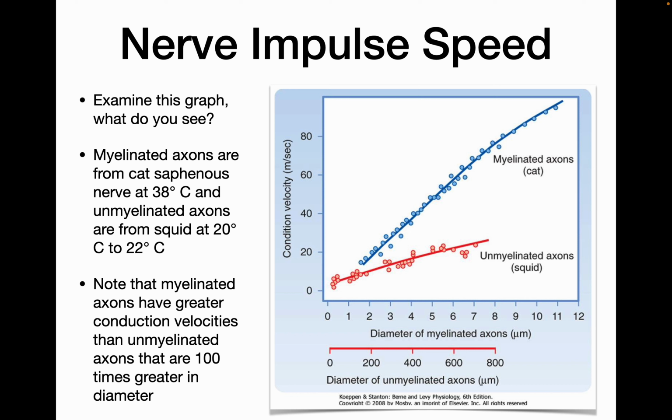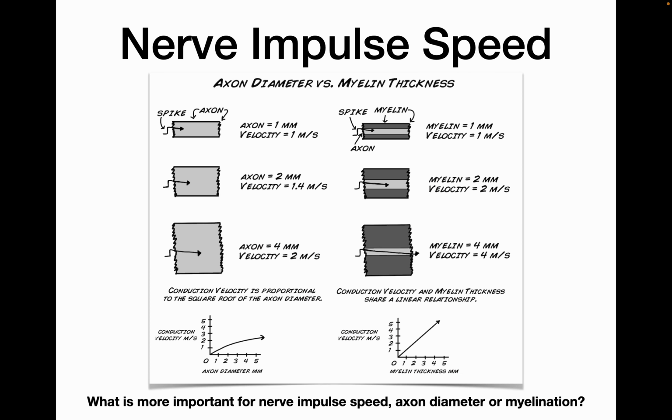And the IB wants you to see the difference between diameter increase and myelin increase. So try again. Take a look at this image and the two graphs and figure out what's more important for nerve impulse speed. Is it axon diameter or myelination? And use the data to help you. Okay, so you can see here just axon diameter, no myelination. Here we are, we're adding myelin in the dark gray. How is that affecting it? Look at the actual numbers and then look at the graphs as well.